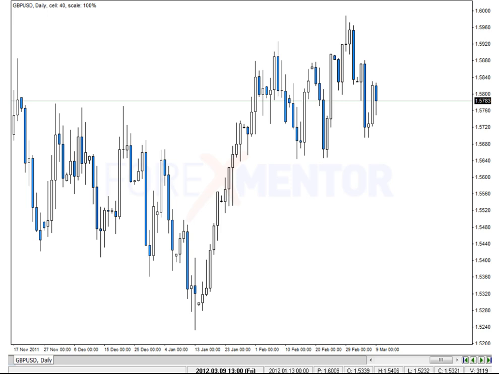Hi traders, it's Andrew and I want to show you an example of a bullish crab pattern. Once again, you want to identify key levels of support or resistance from your higher time frame.